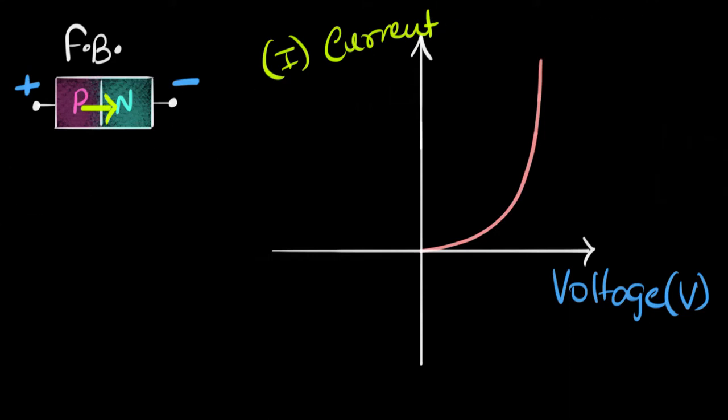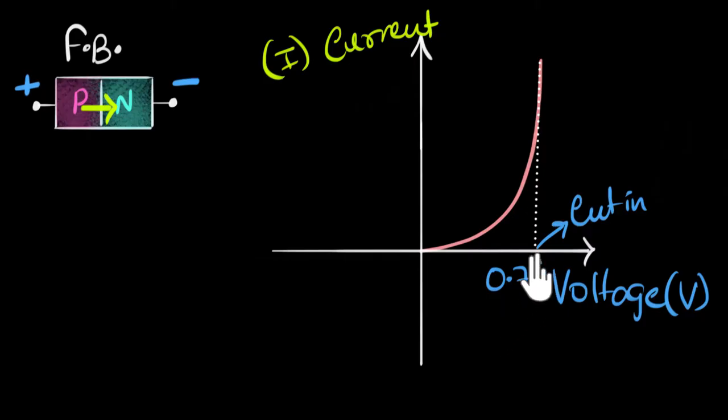So let me just draw that over here. So this point, approximately this voltage over here, we call the cut-in voltage. This voltage is called the cut-in voltage. It's also called the knee voltage, but usually you can call it the cut-in voltage. And that for a silicon diode is approximately 0.7 volt. This is about 0.7 volt.